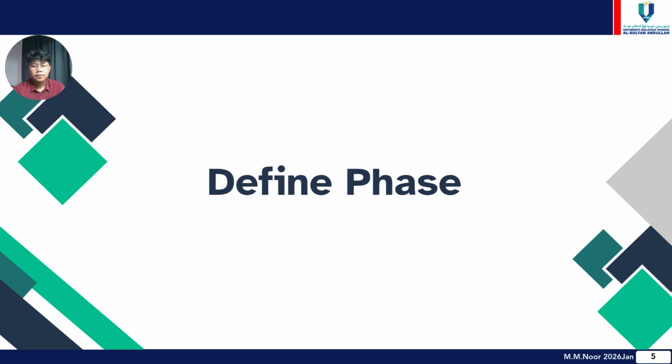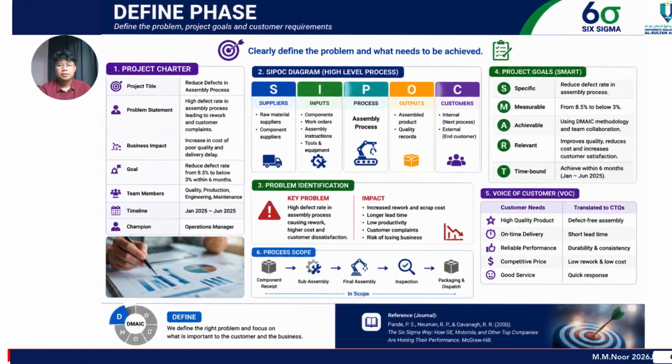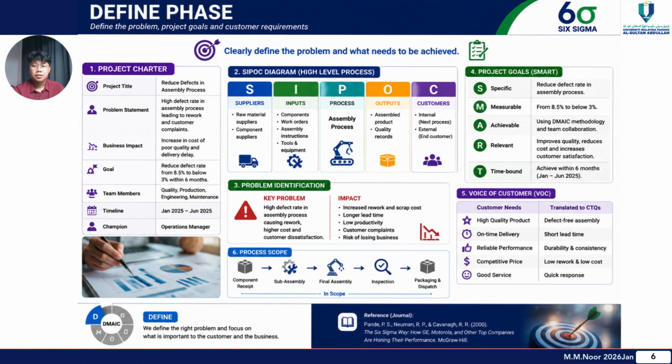Okay, we move to the first phase of DMAIC, which is the Define phase. The Define phase is the first stage of DMAIC, and the focus is on understanding the problem and setting project objectives. Let's focus on the project charter. This document provides essential project information, including the project title, problem statement, business impact, goals, team members, timeline, and project sponsor.